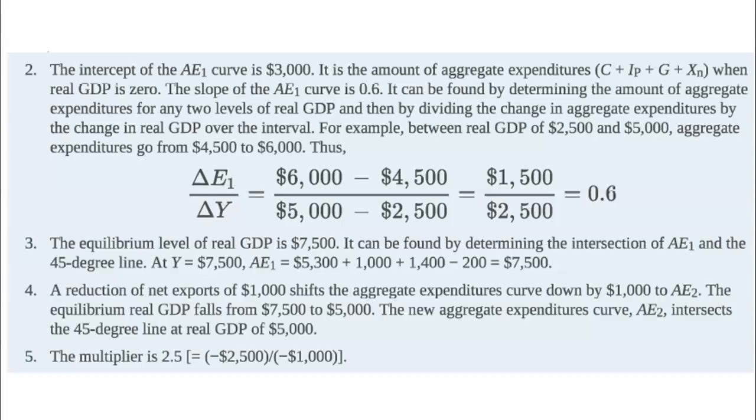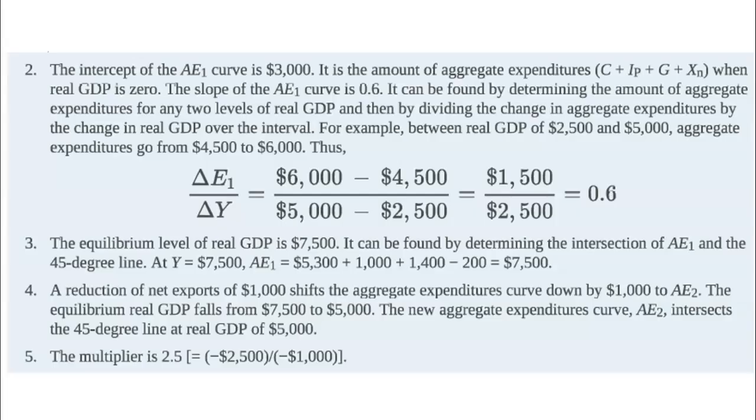So we said, how much does consumption go up? The change in consumption, or the change in expenditures, divided by the change in income, or change in real GDP. We see that our income, or real GDP, went up by 2,500. Our spending went up by 1,500. And so when you divide those, you get 0.6.